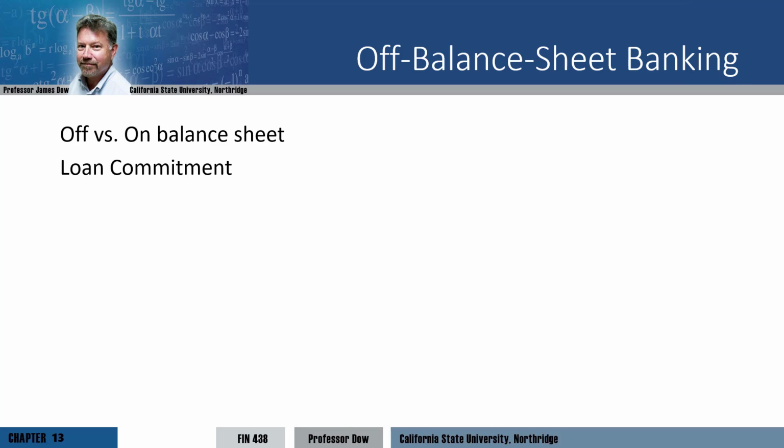Since the bank may get a fee for offering this commitment, it is one way of generating revenue. However, the commitment itself is not shown on the balance sheet. The balance sheet underestimates the amount of loans that the bank might have. A line of credit is an agreement where the customer can borrow up to a predetermined limit on a short-term basis.